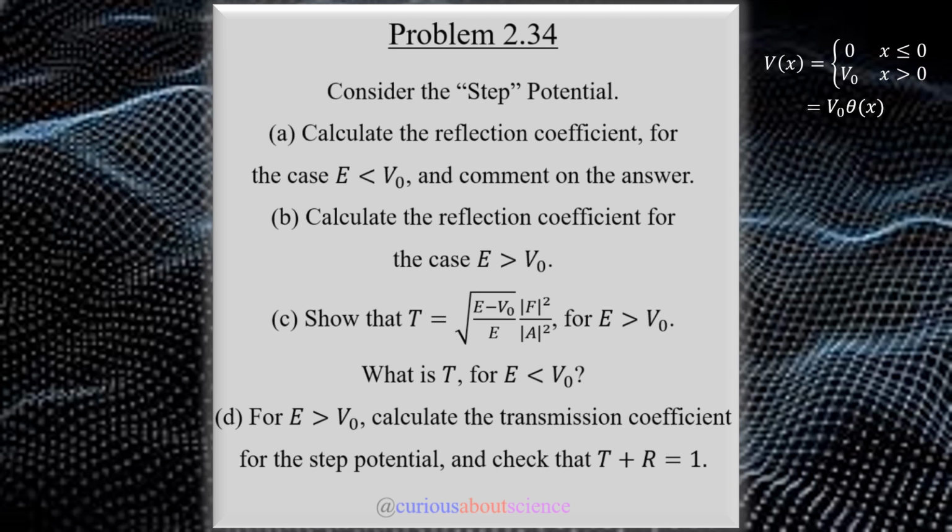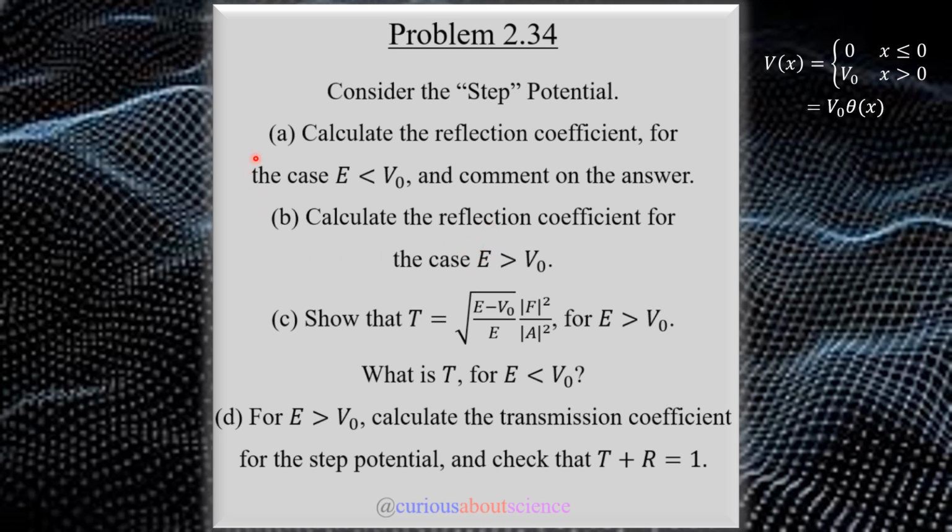Anyways, what is this question asking? A, we want to calculate the reflection coefficient for E less than V0. Remember our bound versus scattering state conditions. And we want to comment on the answer. B, calculate the reflection coefficient for E greater than V0.